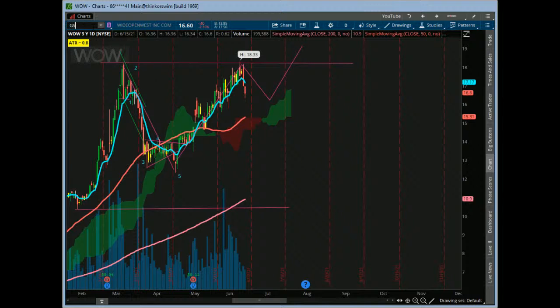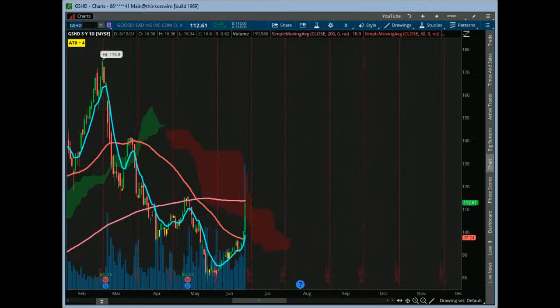And then GSHD. Goosehead, look at that. Big volume today on this one, all the way to 200 days. So watch this potential resistance.